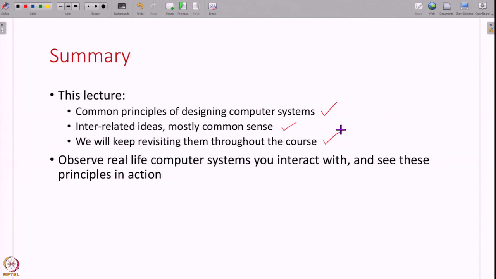As an exercise for you, take some time to observe real life systems, or even not just computer systems, in any systems you will find these design principles in use. So try to observe systems, try to see these principles in action and understand them fully.